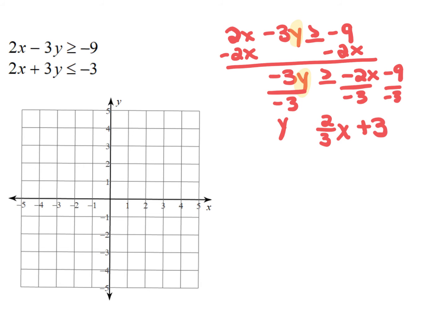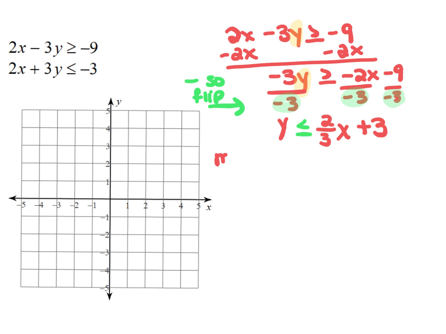And we have to go back and check to see if I need to flip the sign. Now, because the number we're dividing by is negative, you're going to have to flip. So it's negative, so you have to flip the sign. So instead of being greater than or equal to, it becomes less than or equal to.